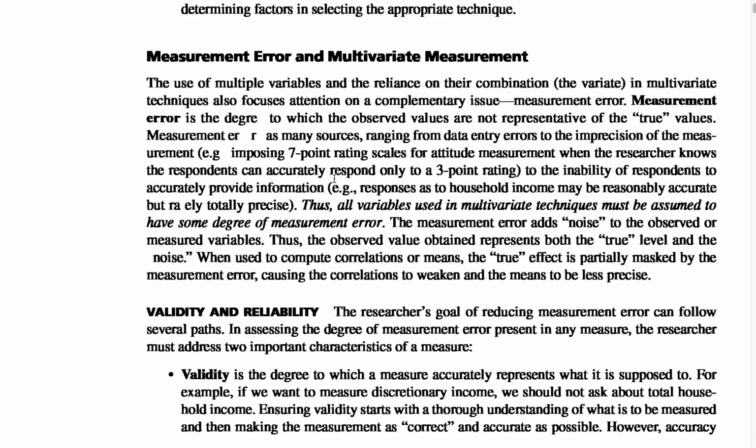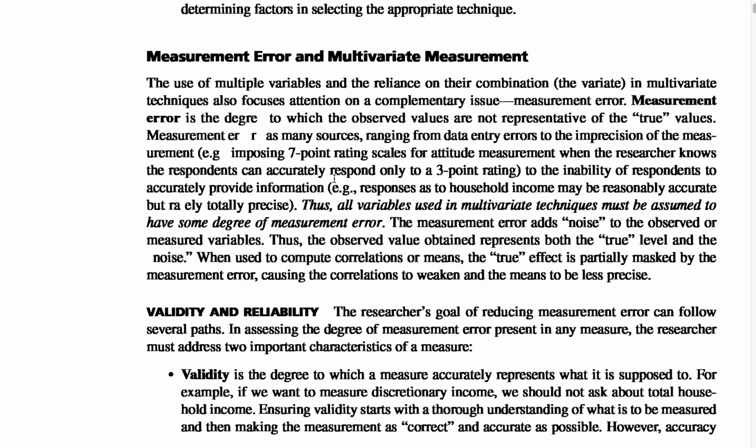Measurement error has many sources, ranging from data entry errors to the imprecision of the measurement, such as imposing a 7-point rating scale for attitude measurement when the researcher knows that the respondent can accurately respond only to a 3-point rating. It also depends on the ability of the respondent to accurately provide information. For example, responses as to household income may be reasonably accurate but not totally precise.